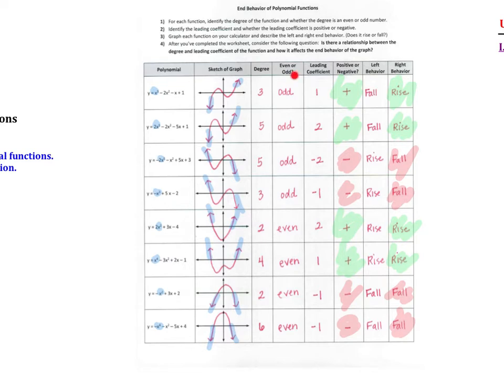And then what we'll notice is anything with an odd degree will have opposite behaviors for the left side, right side. Anything with an even degree will have the same behaviors. So with the even, they're either both rises or they're both falls. With odds, you're always going to have one of each. So what we're going to start piecing together is how we can use just the lead coefficient of a function to predict what a graph might look like.